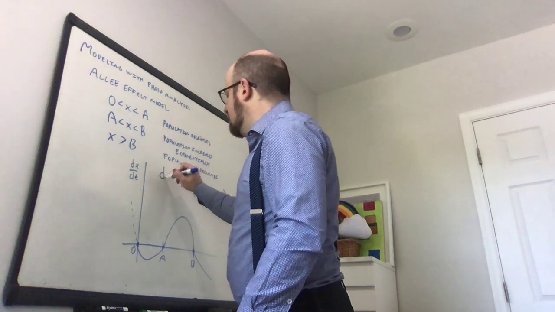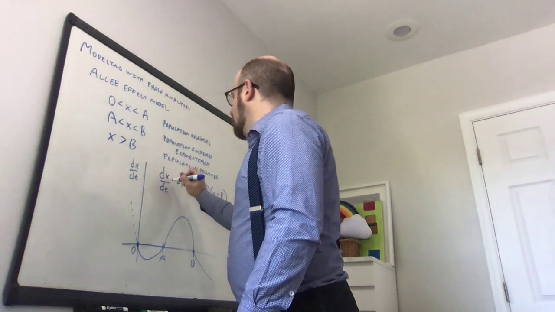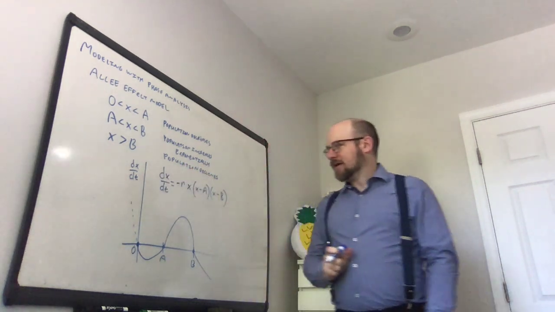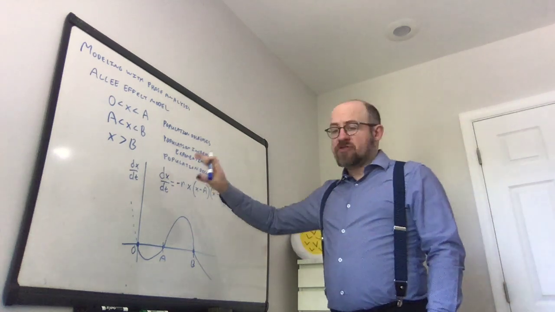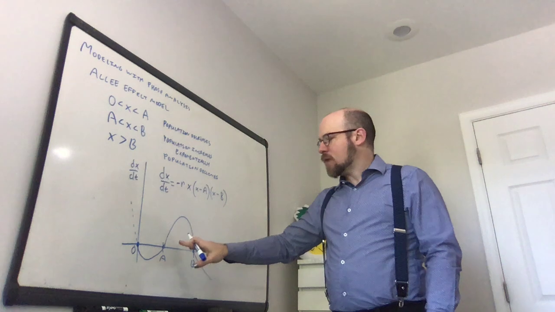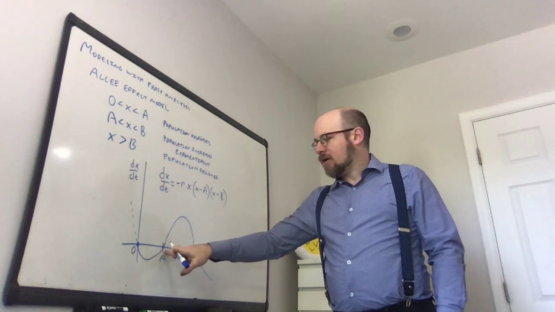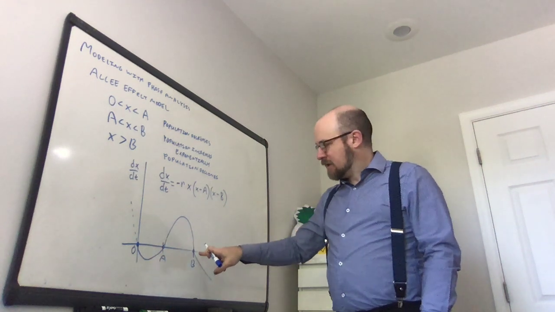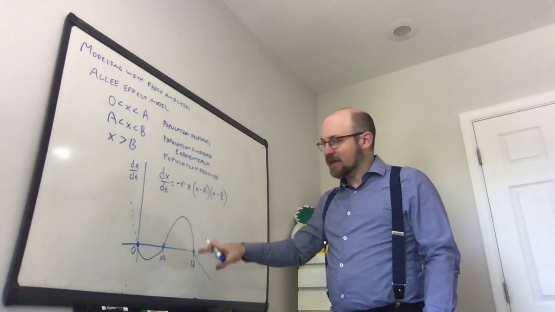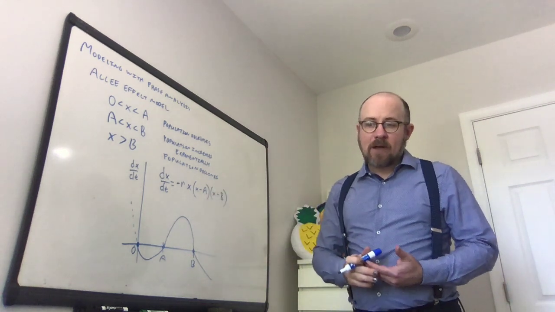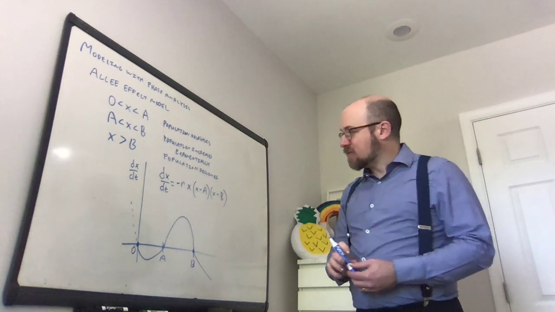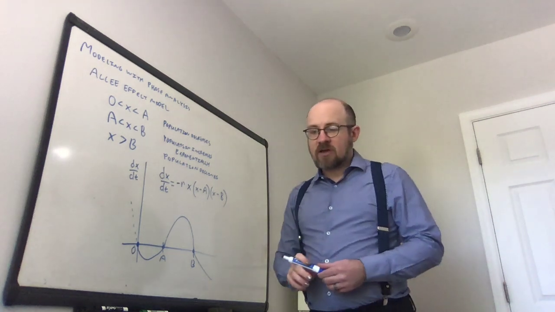And dx/dt is equal to negative rx times x minus a times x minus b. And you build the model in this way. So they said, okay, we're going to set this to be our minimum viable population, this to be our carrying capacity. So the model then has to look something like this, okay? So that's one example of how this works.